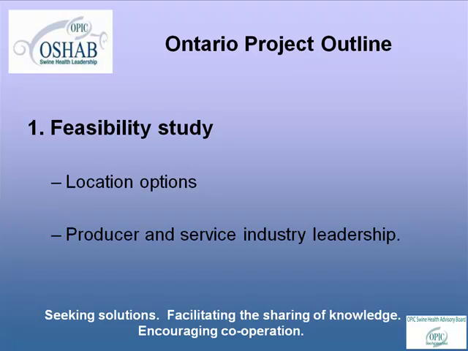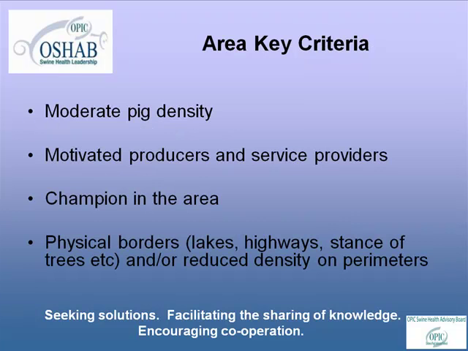Through that, we're looking at producer and service industry leadership. We went through and put down what we called key area criteria that we wanted to see within these specific locations, and you've heard a lot of this mentioned in different ways this afternoon. We were looking for an area that had moderate pig density and motivated producers and service providers. We want champions in the area, who could be the producers and/or the service providers. And we're looking at physical borders, which could be something like a highway or a stand of trees, lakes, or just reduced density on the perimeter.